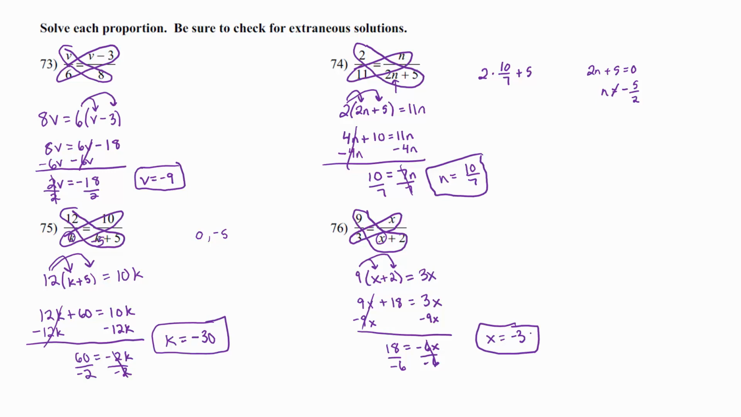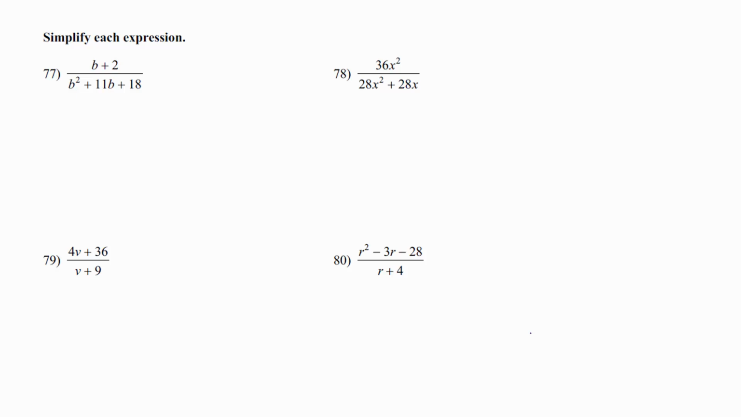Same thing here on 75, except there's 2 things we can't have. We couldn't plug in 0 here for this k, because that would give us a 0 on bottom. Here, negative 5 plus 5 would give us 0. So if we got 0 or negative 5, we would know that those are not really answers. And then on 76, it's a negative 2. That would give us a problem.